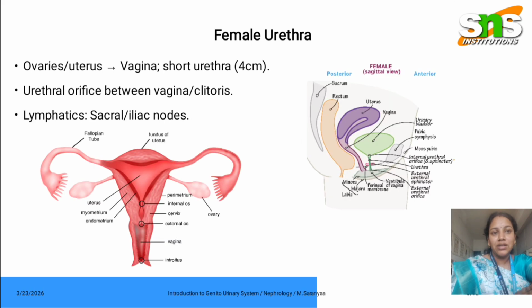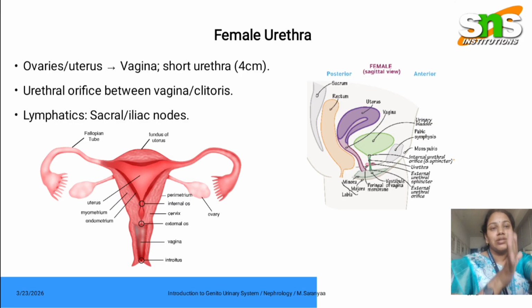In the female, the urethra structure is totally different, and it is very short. It has a vaginal part also in the genital area, where you can see the ovaries, uterus, vagina, and the urethral orifice, which is located between the vagina and the clitoris. And this is another structure of the female. Actually, it is an additional structure for a female.